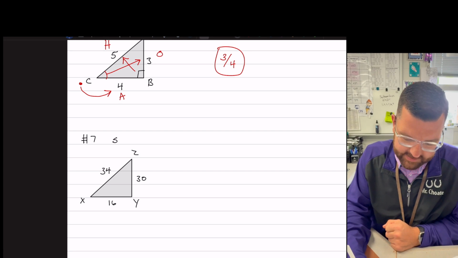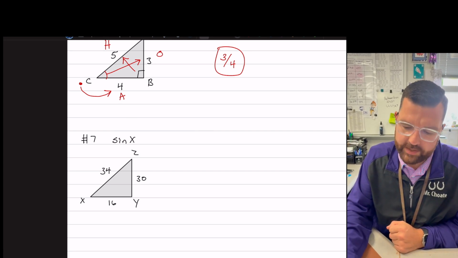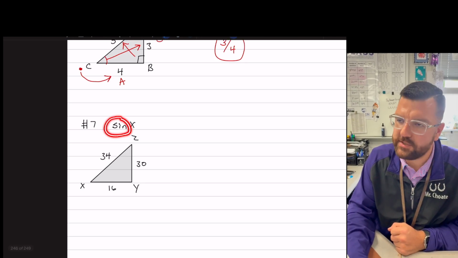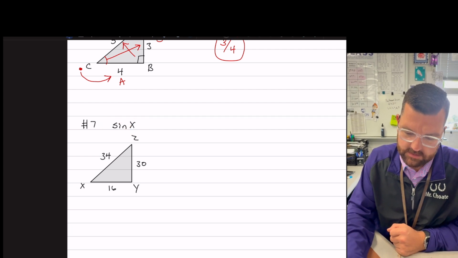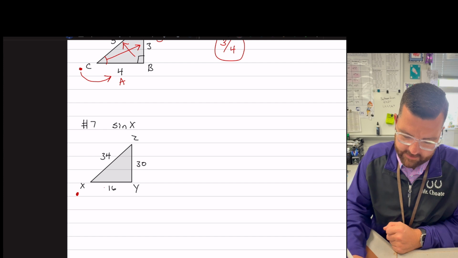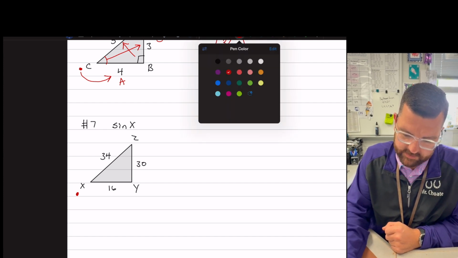The other thing it has here is sine of x. What trig function does it want me to use or build a ratio off of? It wants me to use sine. And what angle does it want me to use? So it wants the sine of x. I need to put my right angle in there just so everyone knows.